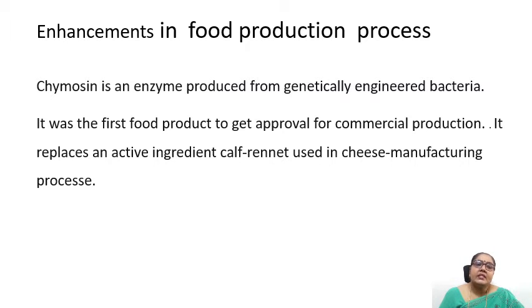Also, we have enhancement in the food production process. Chymosin is an enzyme produced from genetically engineered bacteria. This was the first food product to get approval for commercial production. It is replacing calf rennet as the active agent used in the cheese making process. We all know cheese making uses this ingredient, and now this new enzyme is replacing the previous one.